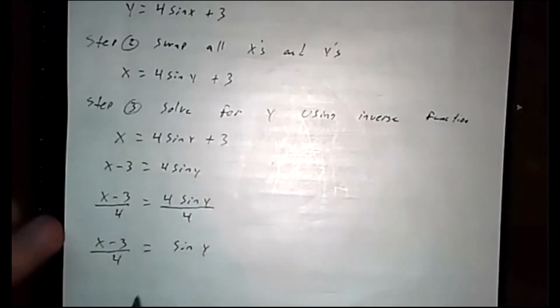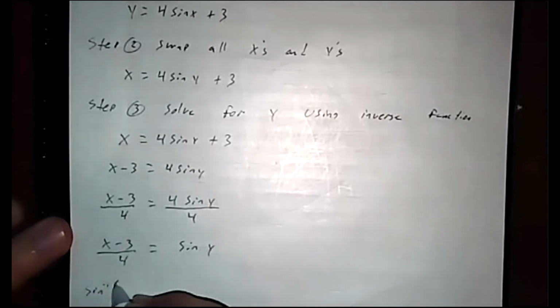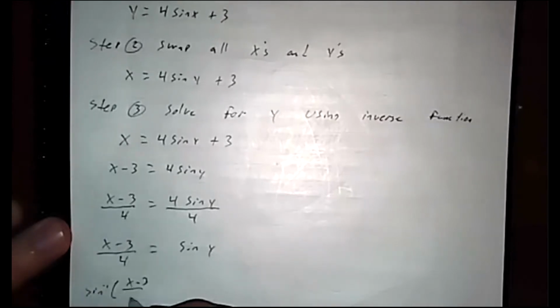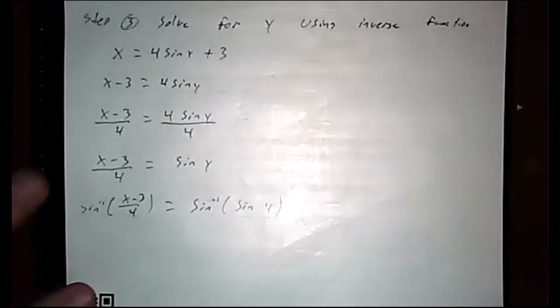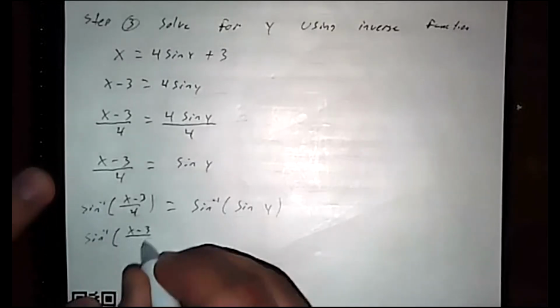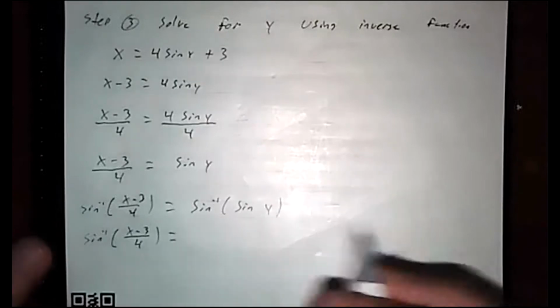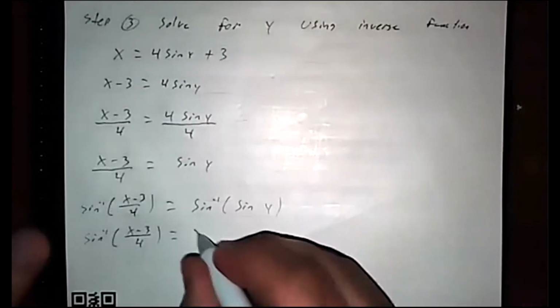Now you introduce the sine inverse because you've isolated sine. So sine inverse of (x minus 3) over 4 is equal to sine inverse of sine y. These will cancel, so I solve for y this way. Kind of like when you would use ln for the exponential, do you remember? When you have e to the x, you have to bring in ln.